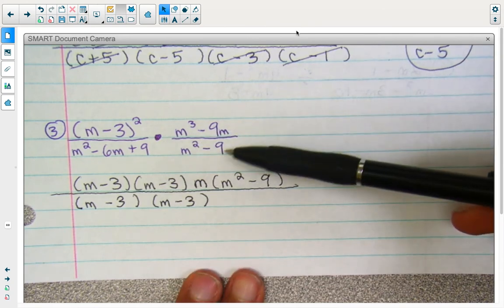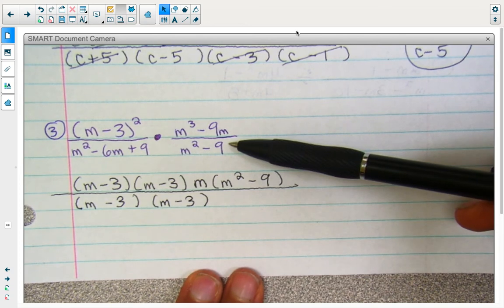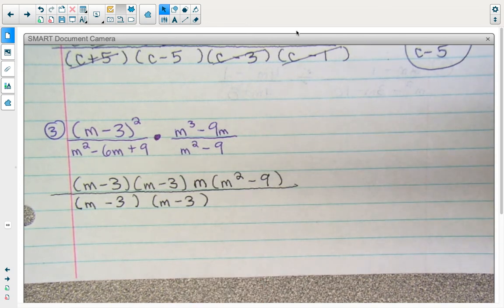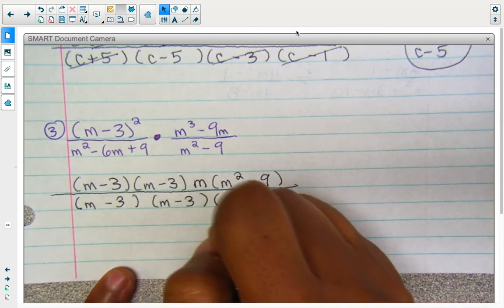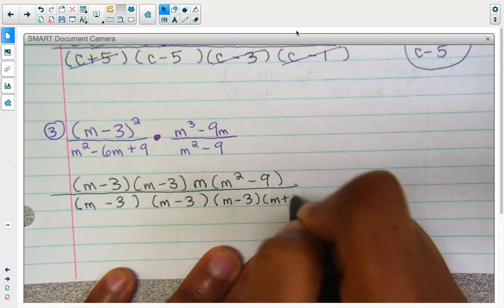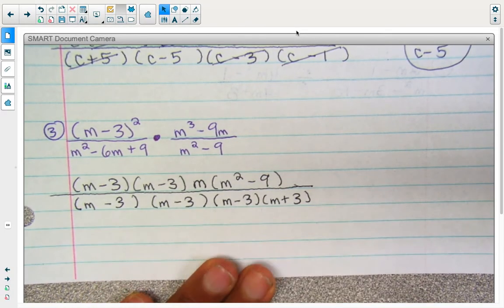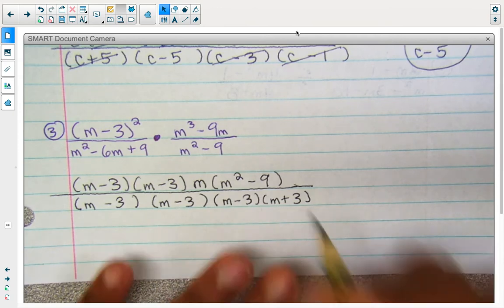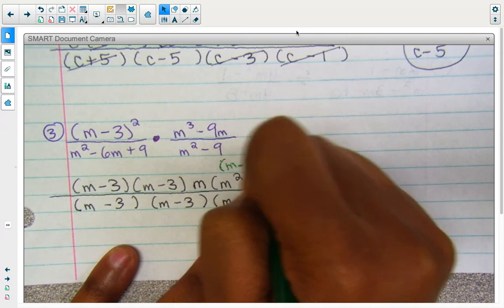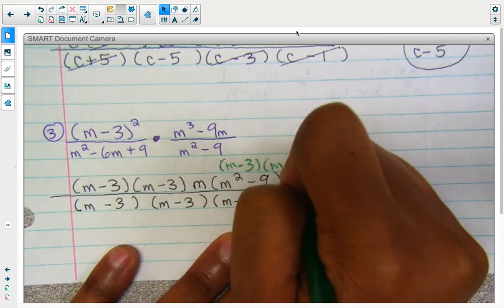So I can absolutely factor this, but I also see that this factor is going to be the same as this factor. But for the time being, to give us more practice factoring, I am going to go ahead and factor this. And I'm going to put a little note here that this factors also into m minus 3 times m plus 3.